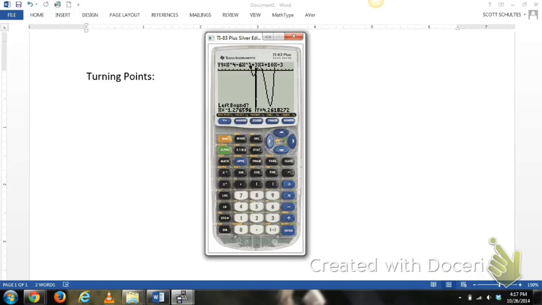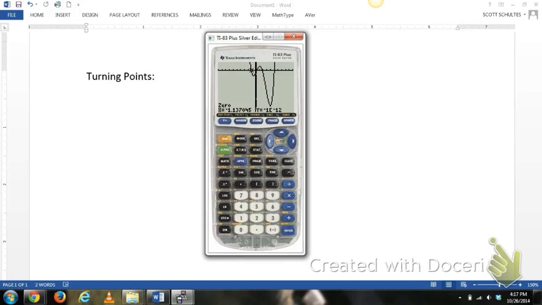Now the left bound, where my crosshairs are, a little bit above that 0, would be just to the left of that 0, so I'm going to hit enter. And then for the right bound, I'm going to pass that 0, so I'm below it and to the right of it. I hit enter twice, so my first 0 is -1.14 if I round it.